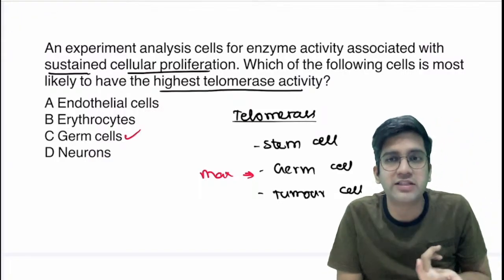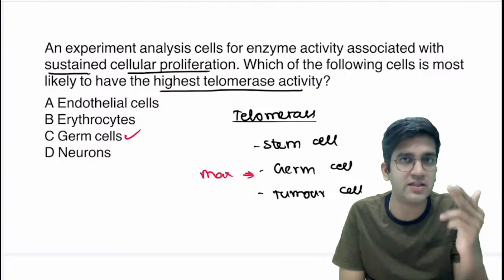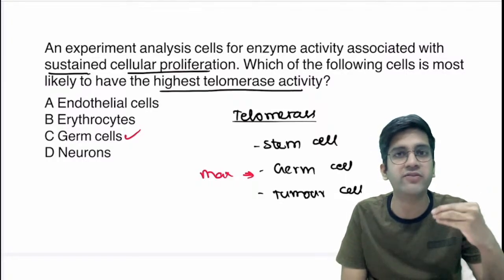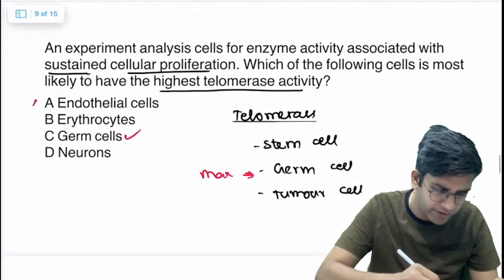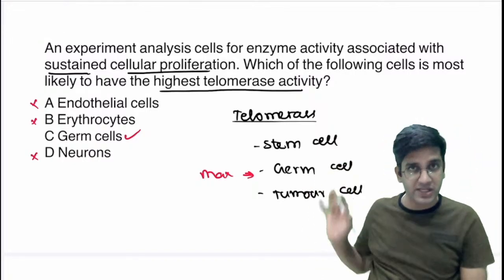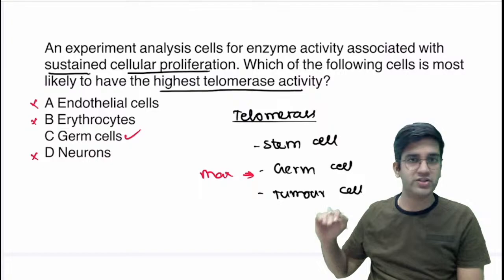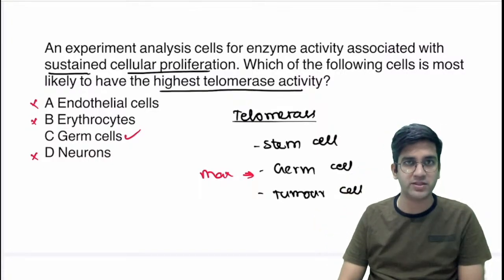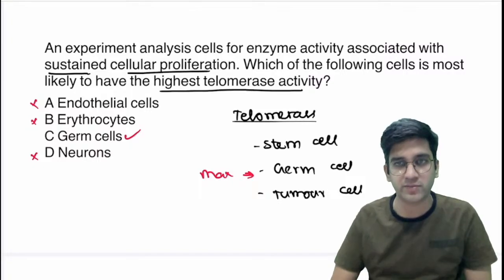This question is a bit simple. Endothelial cell, erythrocyte, neurons, all of them are not stem cells. They don't divide forever. So these cells actually don't have telomerase at all. It's a very simple one. Even if these 3 are the options, stem cell, germ cell and tumor cell, the right answer, the maximum telomerase quantity, is going to be obviously in your germ cells. That's what gives immortality to a germ cell, right?